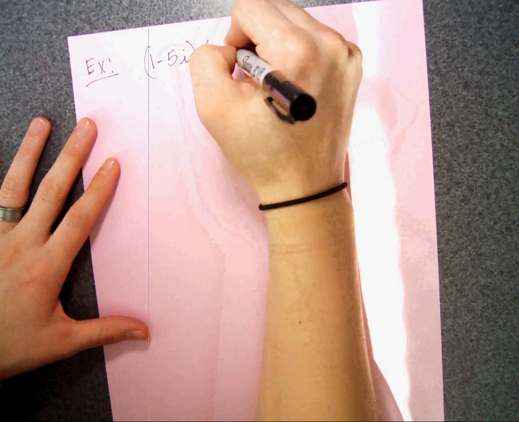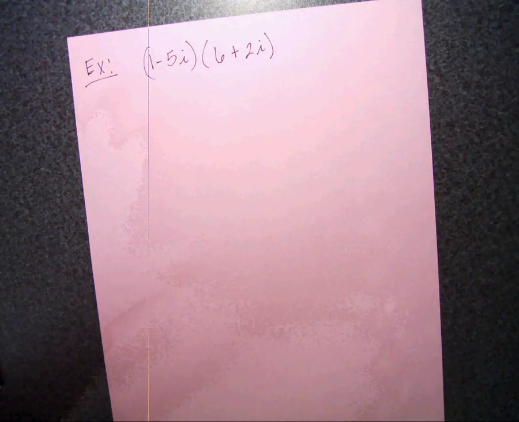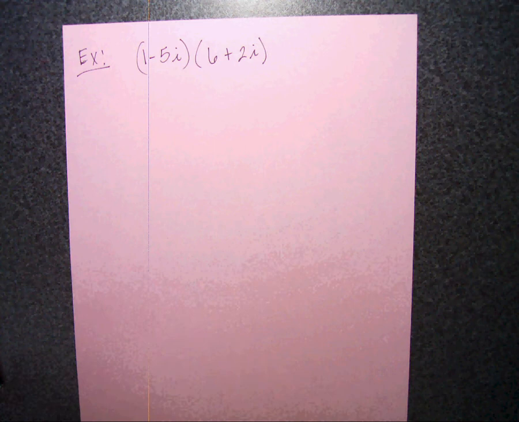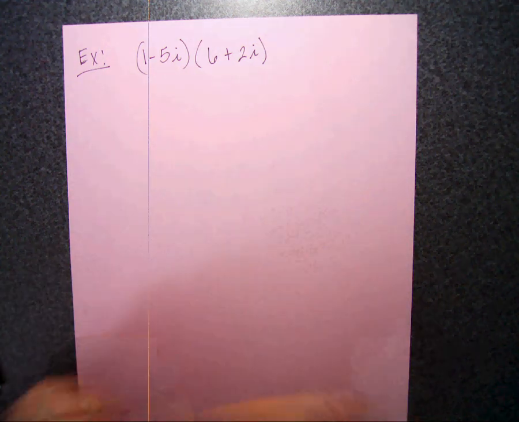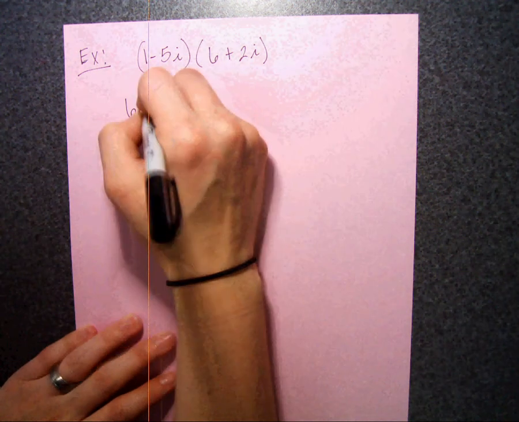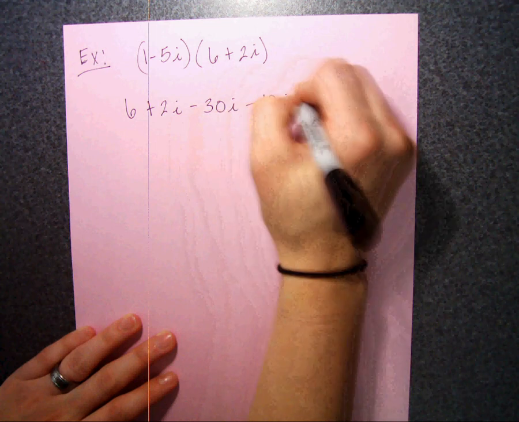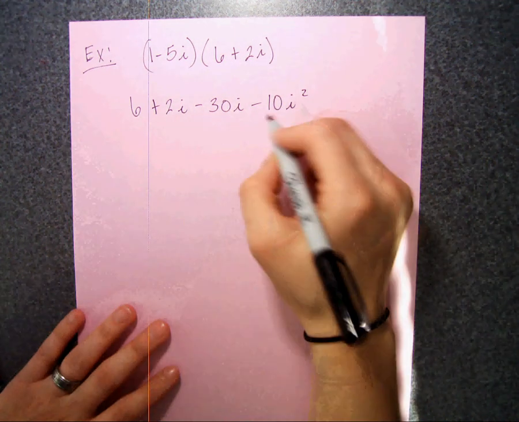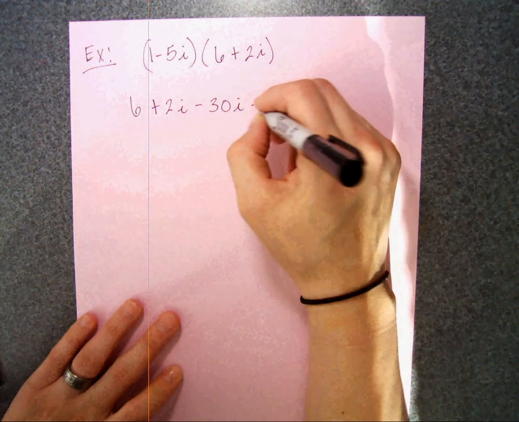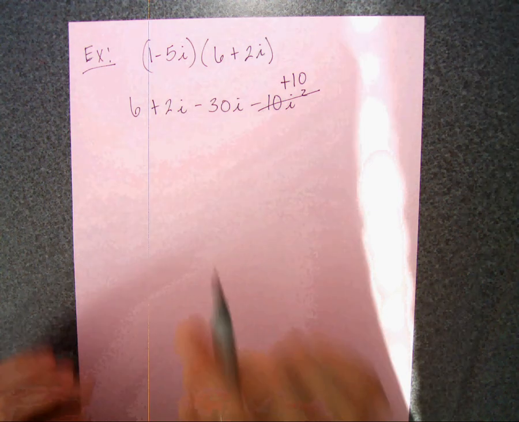Alright, so I have 1 minus 5i times 6 plus 2i. And again, I'm just going to distribute, simplify, and combine like terms. So I get 6 plus 2i minus 30i minus 10i squared. The negative 10i squared, i squared is negative 1, so negative 10i squared turns just to positive 10, a little shortcut. Now I can combine my like terms. My two real numbers give me 16. My two imaginary numbers give me negative 28i.